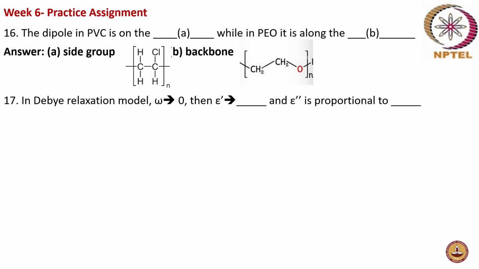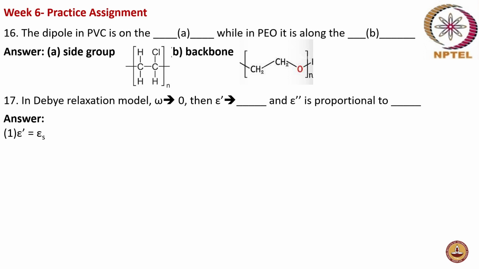I couldn't guess. Okay, let me proceed. The answer is that epsilon prime tends to epsilon s. Okay, it becomes perfectly dielectric, or the dominant permittivity comes into picture.